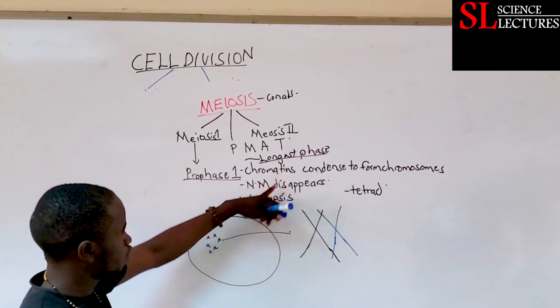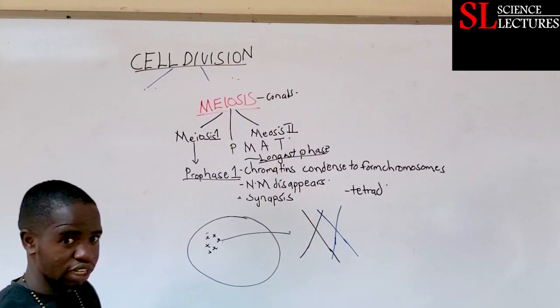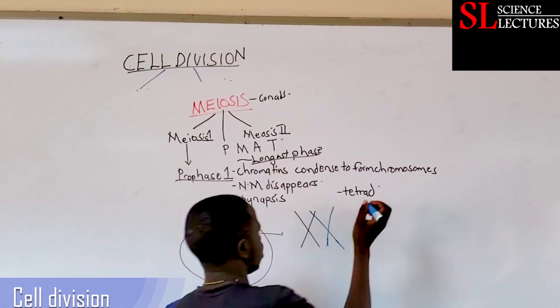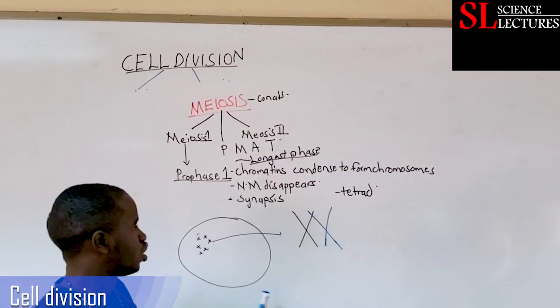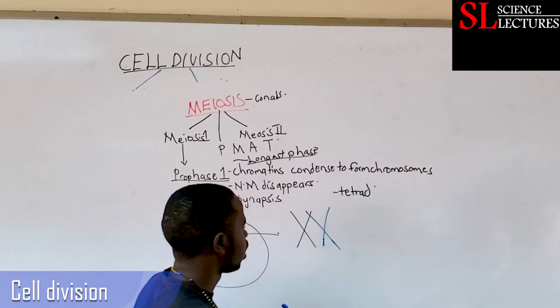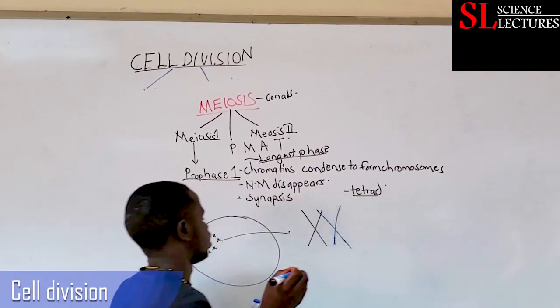Tetra means 4. This chromosome has 2 chromatids and this one has 2 chromatids. So they pair up to form a tetrad.